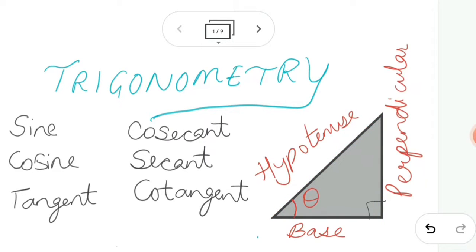In trigonometry, we generally discuss 6 trigonometric ratios. Ratios give us relationship between the sides and the angles of a triangle. There are 6 trigonometric ratios: sine, cosine, tangent, cosecant, secant, cotangent. Now let us see the relationship between these trigonometric ratios.